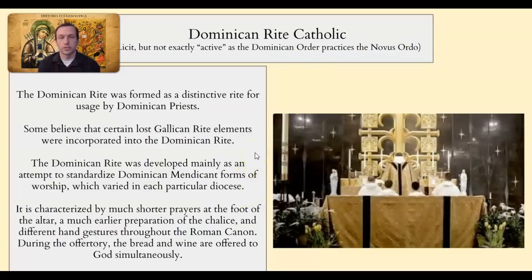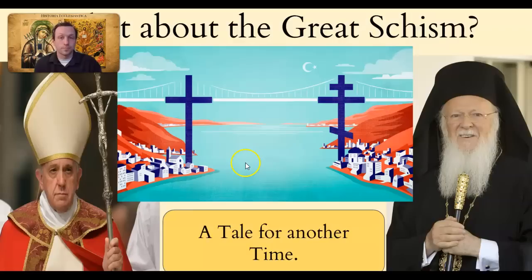Some unique characteristics of the Dominican Rite include the shorter prayers at the foot of the altar, a much earlier preparation of the chalice, different hand gestures throughout the Roman canon, and during the offertory, the bread and wine are held up and offered to God simultaneously.